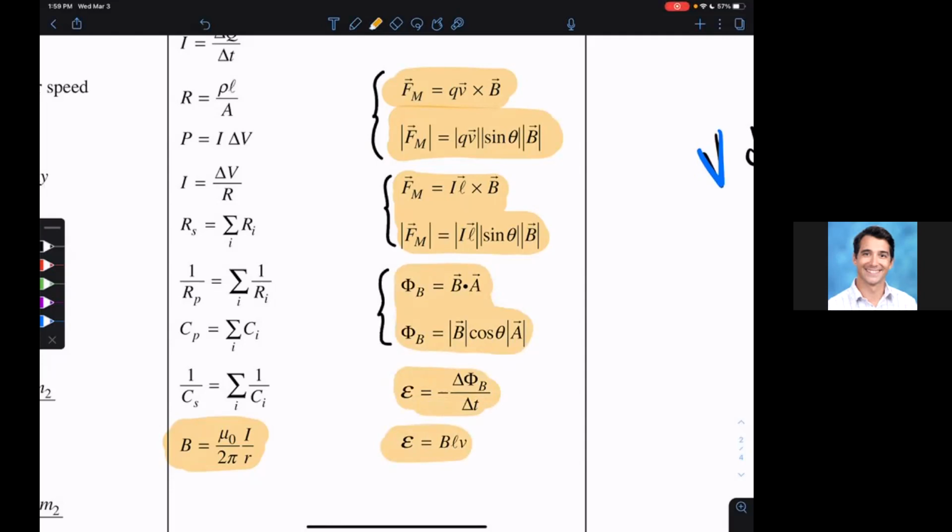Flux capacitor, Andrew. Yeah, this is what allows time travel to be possible.